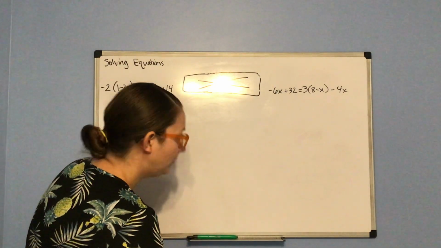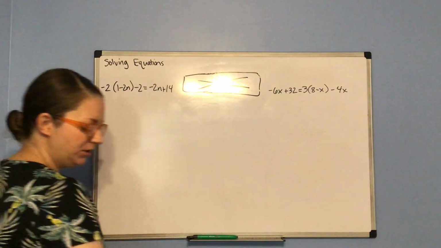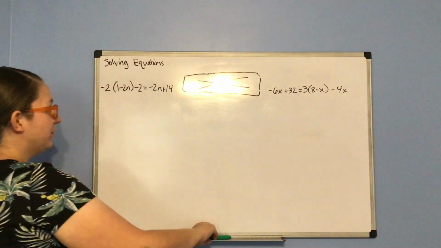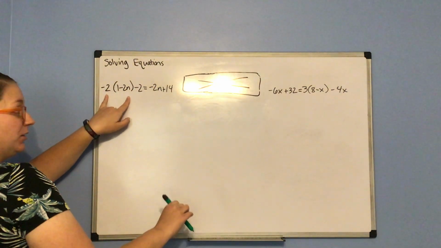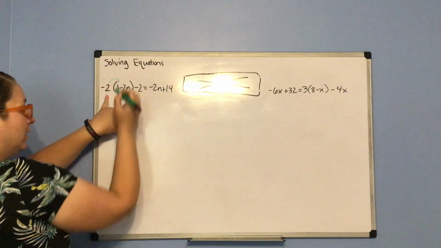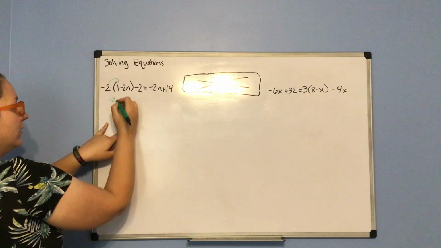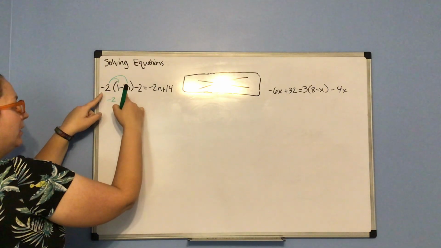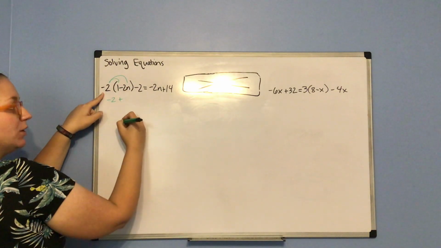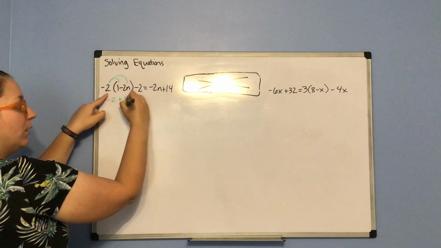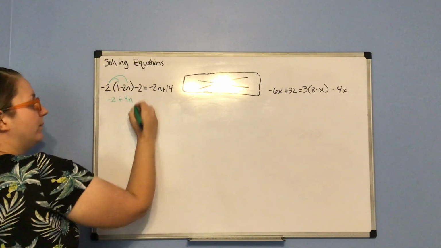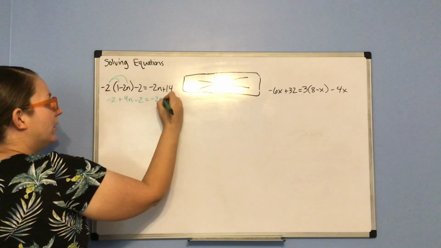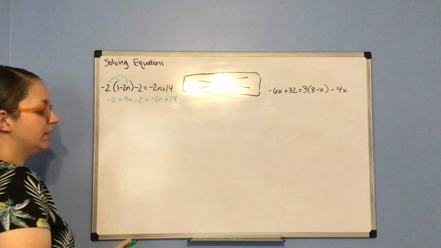All right. So, what do we need to do first? If we have distribution, that is the first thing we need to do. I do have distribution here, let's take care of that. Negative 2 times 1 is negative 2. Negative 2 times negative 2n. Negative 2 times negative 2 is positive. 2 times 2 is 4. Don't forget about your n. Everything else about that equation is going to stay the same.